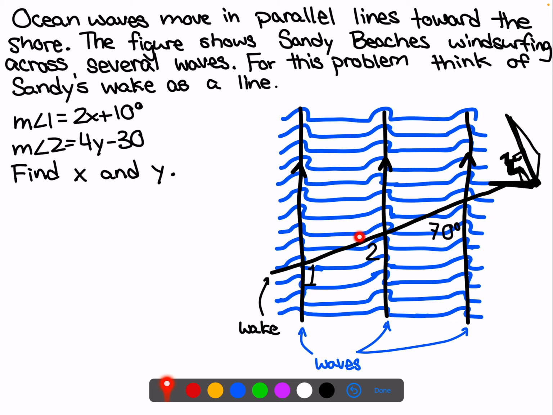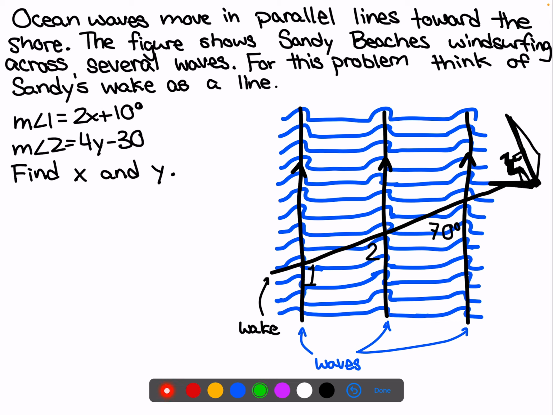So here's her wake, and then we have these waves here, and you can kind of see the pattern of the waves. Now, the measure of angle 1 is equal to 2x plus 10. The measure of angle 2 is equal to 4y minus 30, and I have 70 degrees right here. We want to find x and y.